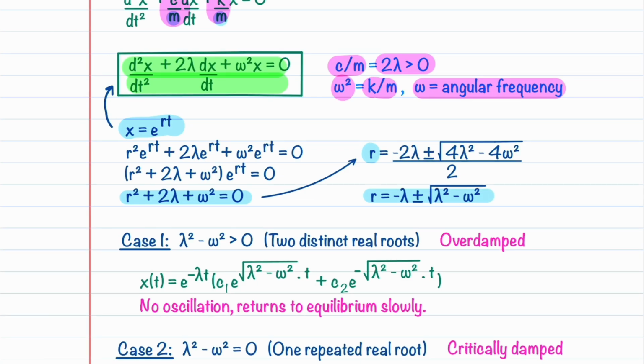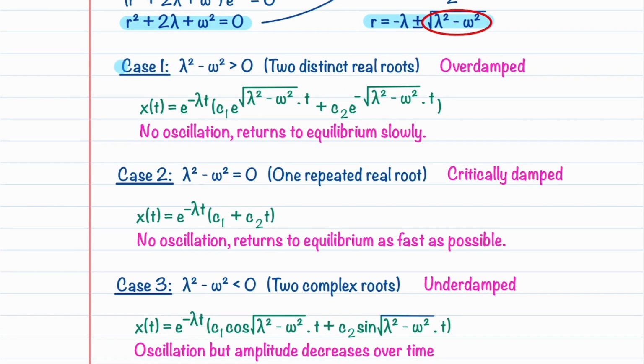Depending on the value of lambda squared minus omega squared, we can get 3 different types of solutions, and we're going to go over these 3 types. The first type of solution is when we get 2 distinct real roots, and this happens when lambda squared minus omega squared is greater than 0. In this case, our solution, x of t, looks like this, and it has no oscillation, and it returns to equilibrium slowly. This type of solution is called overdamped.